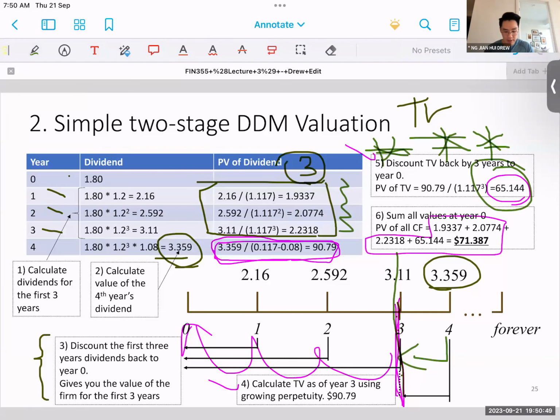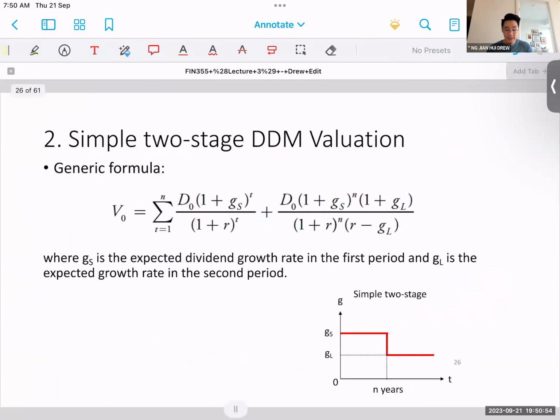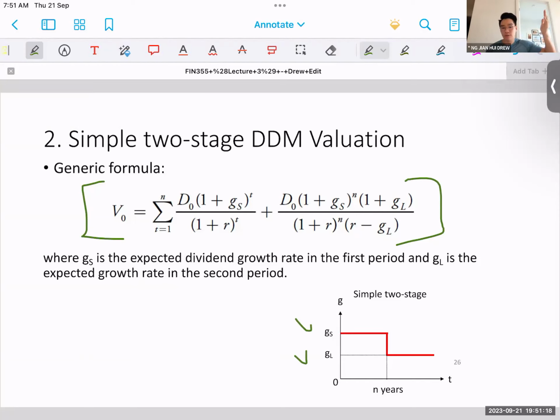Okay. So this is the simple 2-stage. At this point in time, that's correct, to get a PV. You will see this generic formula here. And what is this GS, GL? What is all this? It is basically given by GS and GL. S is the supernormal growth, and GL is the long-term growth, right?